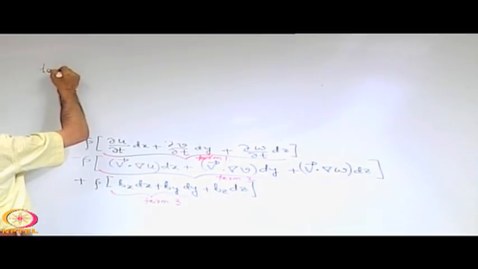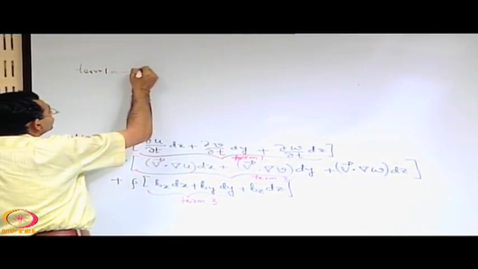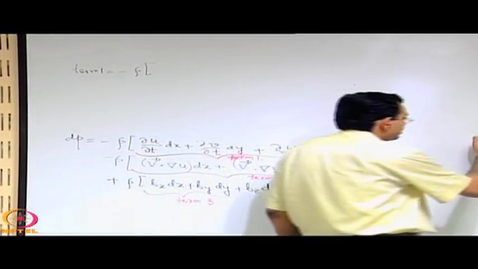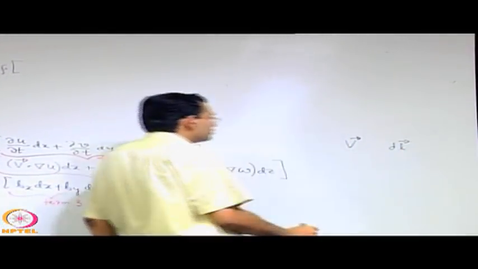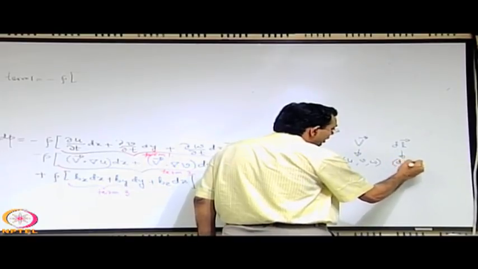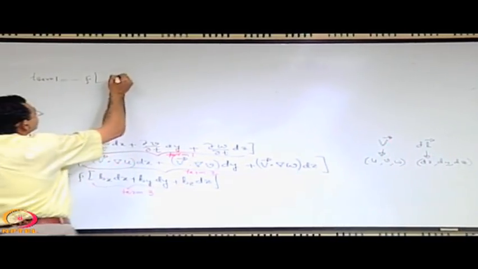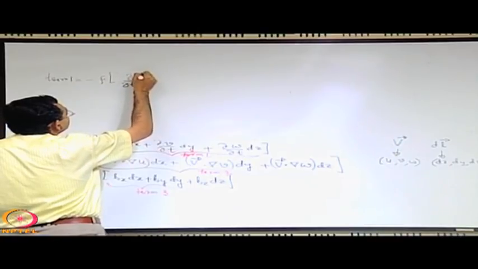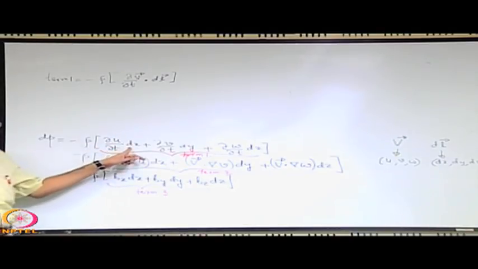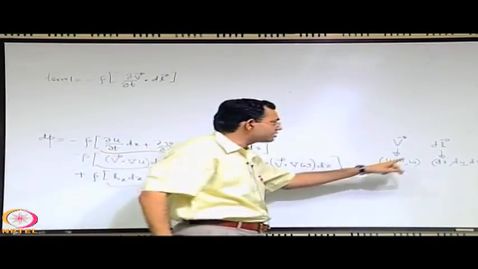So, term 1 is minus rho. Now, can you write it in terms of the 2 vectors v and dl? Remember, v has components u, v, w, and dl has components dx, dy, dz. So, if you write, for example, like this, dot with dl, then that expression and this are the same, it is a dot product of this with this, of course with a partial derivative of that one. It is just writing the same expression in vector form.